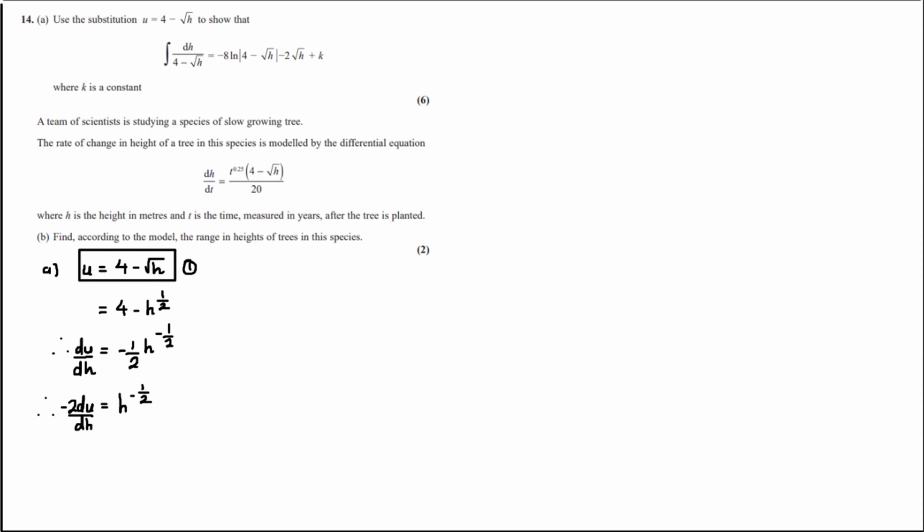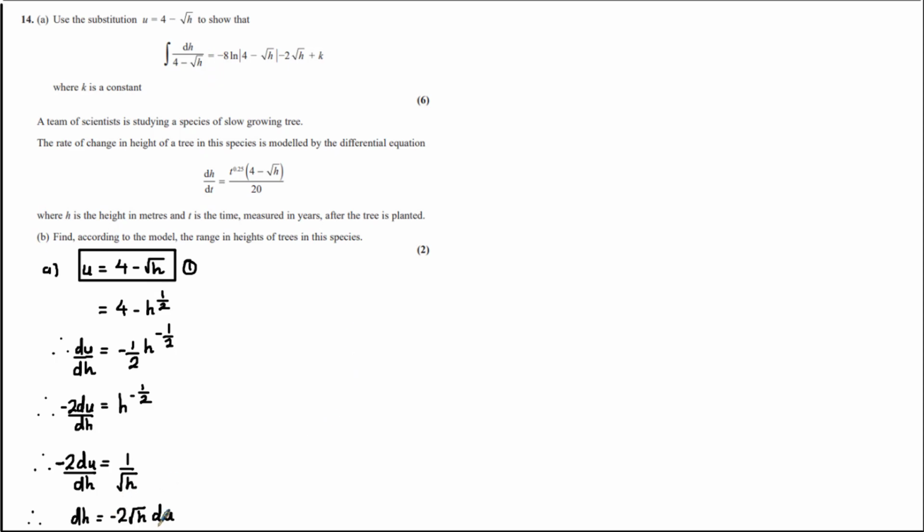By the way, as long as your operations are mathematically correct, you can rearrange in any way you wish to make dh the subject. Next, I'm just going to rewrite h to the negative half as 1 over the square root of h. We can then cross multiply to get that dh is equal to negative 2 times the square root of h du. So now that we've made dh the subject, let's substitute the expression we now have for it back into the integrand, and then after that we can analyze what we have left to do in order to achieve our goals of converting these dh's and h's into u's and du's.